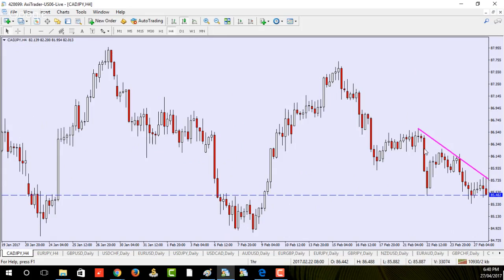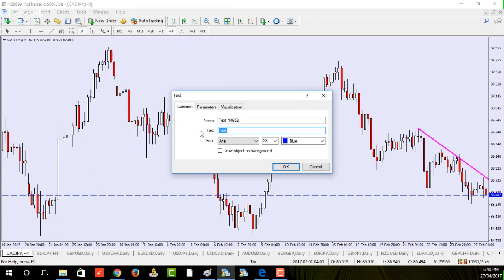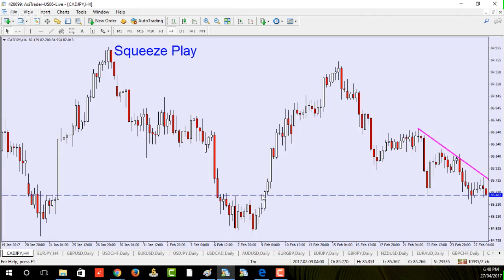Now, this is what I call the squeeze play, and it's one of my very favorite trades because what's happening here is the market's been squeezing lower in this case. It could be squeezing up higher, but it's squeezing lower, and each pullback is contained by my trend line.